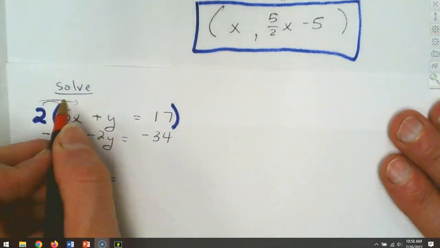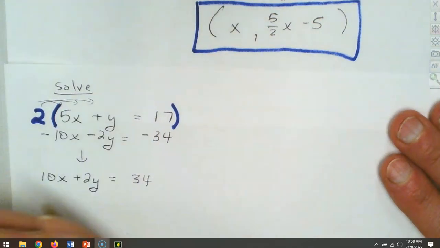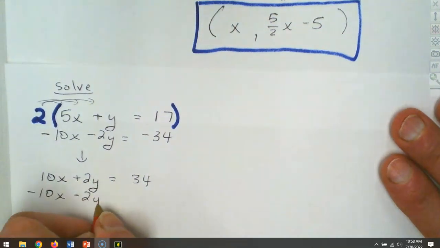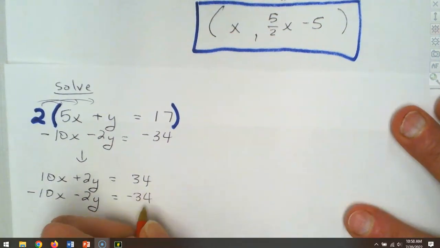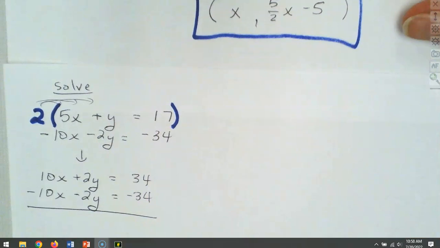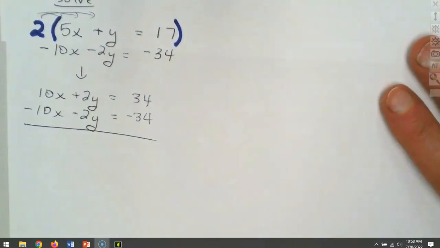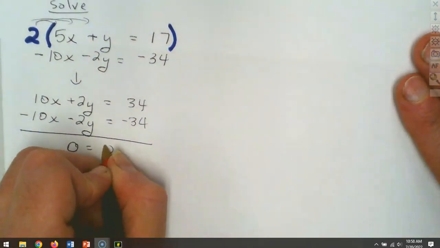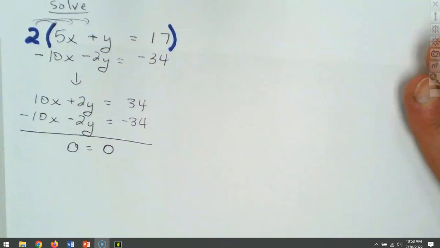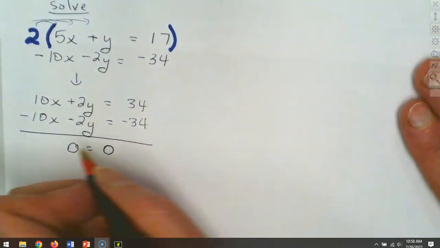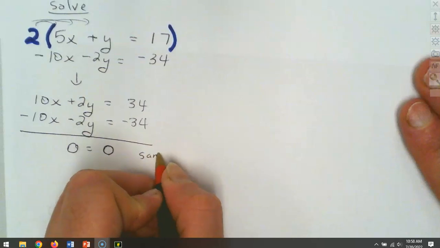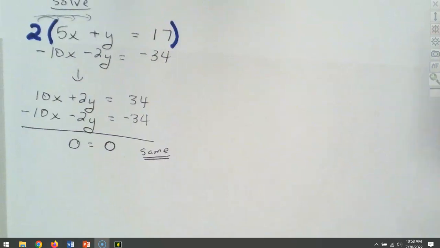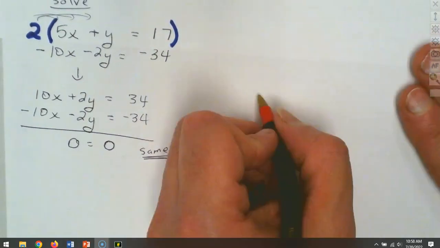It has to be distributed through. That equals 34. Down below, we have a minus 10x, a minus 2y, and a minus 34. So what happens with these again? Well, these are going to cancel, and we get 0 equals what? 0. So this is like an identity, because these are the same. So if it's like an identity, what we have to do is find that equation that it came from. So solve it for y now.